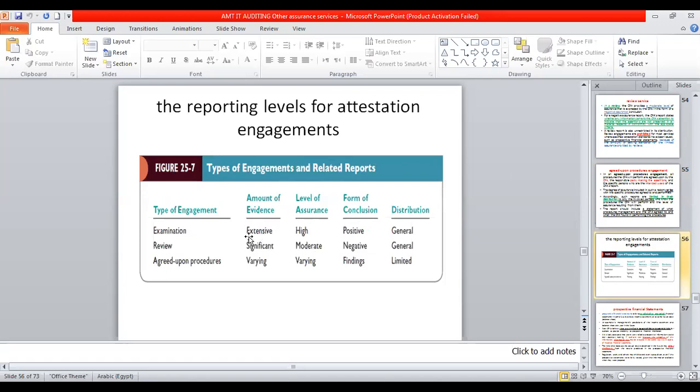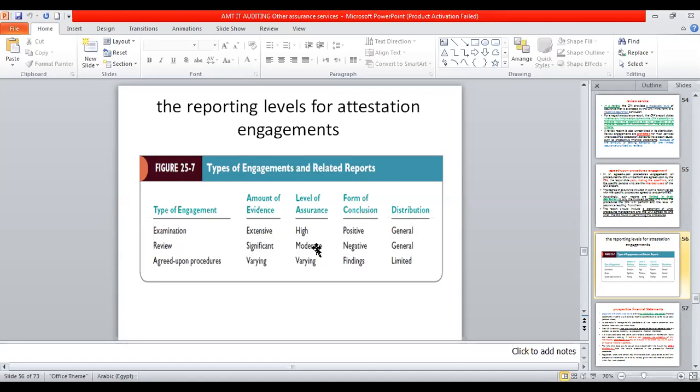So the auditor is required to accumulate as much evidence as possible to provide a reasonable assurance or positive assurance. The auditor will extend his audit plan to accumulate as much evidence as possible. According to the examination, the level of assurance is high, so the conclusion of the examination services will be a positive assurance. The auditor will extend his examination plan to accumulate as much evidence as possible. The examination report may be distributed to interested users or all stakeholders. The second type of attestation engagement is review.